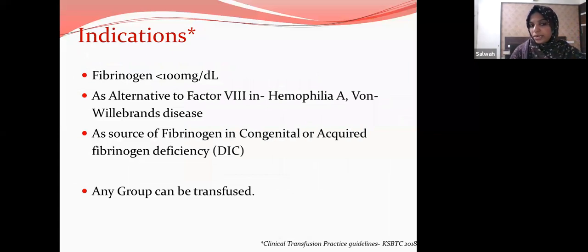Fibrinogen less than 100 milligram per deciliter, or as an alternative to factor 8. Factor 8 can be obtained as a preparation. We can buy it from pharmacies and all. So otherwise, it can be used as an alternative for factor 8 in hemophilia A or von Willebrand's disease, or as a source of fibrinogen in congenital or acquired fibrinogen deficiency. So the importance of cryoprecipitate is that it is not group specific. So any group of cryoprecipitate can be given to any group people.